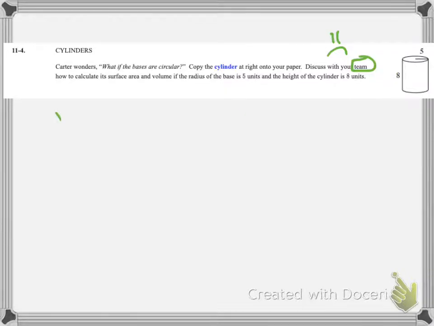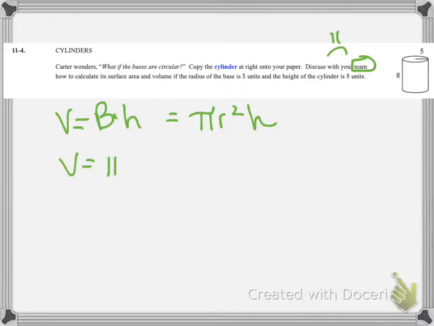Alright, well let's start with volume. Volume will be the area of its base times the height. Its base is a circle, so that's pi r squared times the height. And this formula could be used for any cylinder. So the volume will be pi times the radius squared times the height.